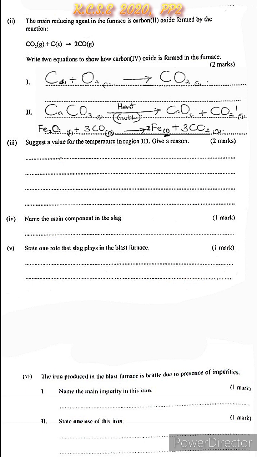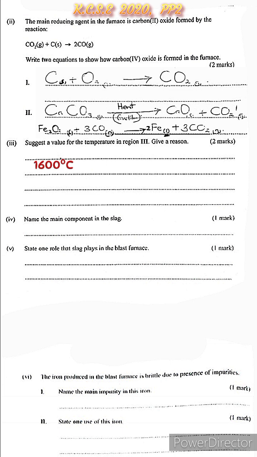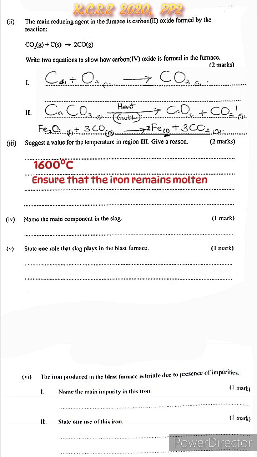Roman 3, suggest a value for the temperature in region 3, give a reason. So the temperatures in region 3 are around 1600 degrees Celsius. Now the temperatures are of course high because of the blasts of hot air and the exothermic reaction that takes place in this region. Now these high temperatures are very important because they ensure that the iron remains in molten state.